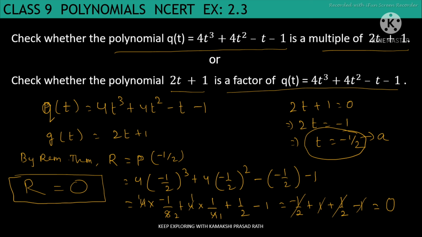So remember, whenever a polynomial is divided by x minus a, the remainder is p of a, and when it is divided by x plus a, it will be p of minus a. That's the thing we have to remember.